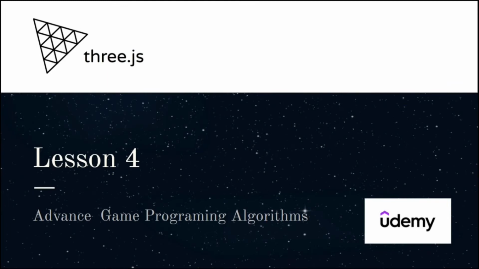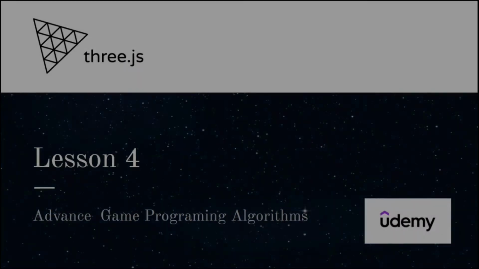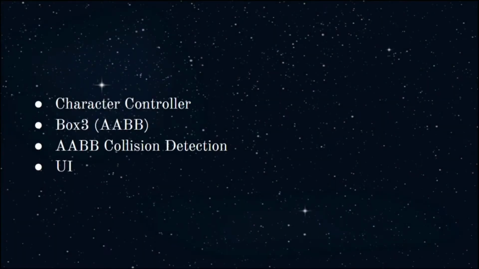In the fourth lesson we will go even further. We will talk about advanced game programming algorithms such as character controller, boxes aligned with the world axis, axis-aligned bounding box collision, and building game user interfaces.